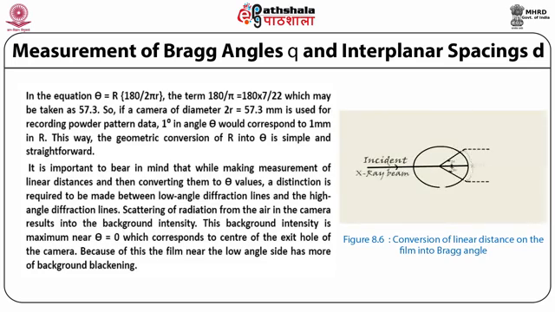It is important to bear in mind that while making measurement of linear distances and then converting them to theta values, a distinction is required to be made between low angle diffraction lines and the high angle diffraction lines. Scattering of radiation from the air in the camera results in the background intensity. This background intensity is maximum near theta equal to 0, which corresponds to the center of the exit hole of the camera. Because of this, the film near the low angle side has more background blackening.